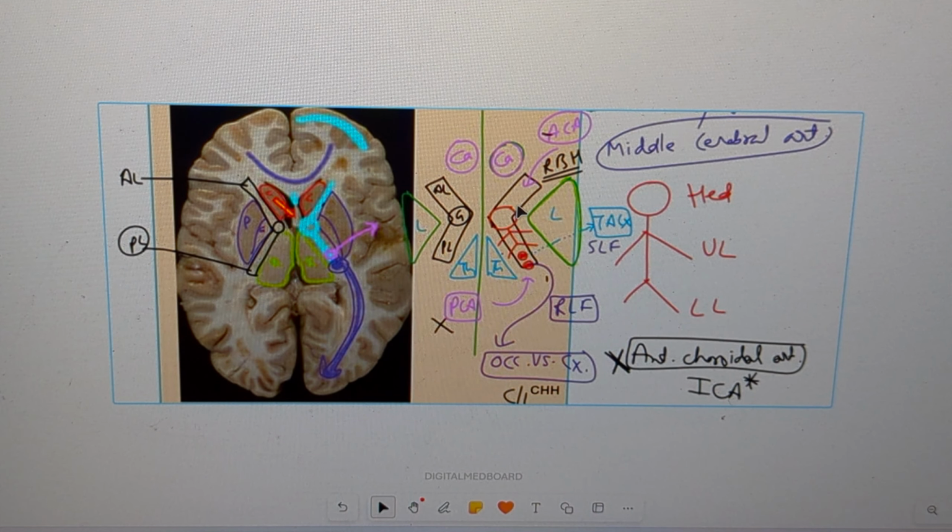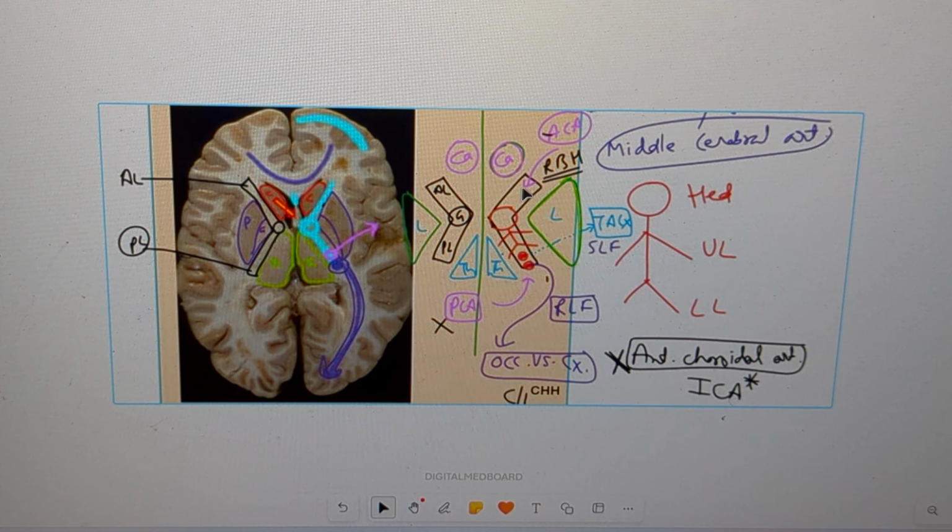The internal capsule artery supplies are as follows. The majority of the anterior limb is supplied by the anterior cerebral artery. Next, the middle cerebral artery supplies especially the middle portion, but in general it has branches all over the internal capsule. Then the posterior cerebral artery supplies the posterior limb of the internal capsule.